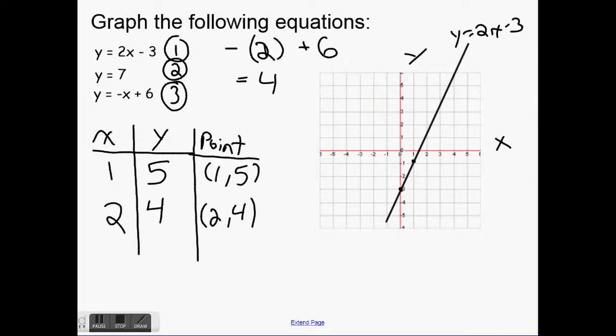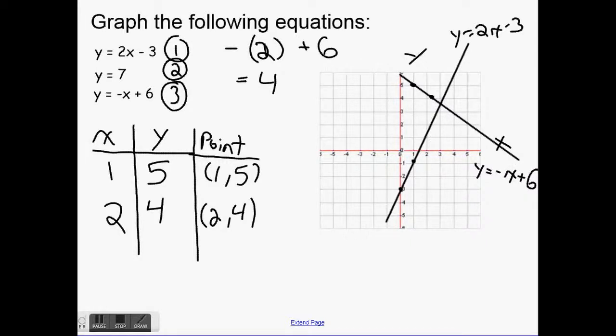So now I'm going to put my points. So when x is 1, y is 5. So that's about here. And when x is 2, y is 4, which is about here. So our line looks like that. Okay. And this would be our line y equals minus x plus 6.